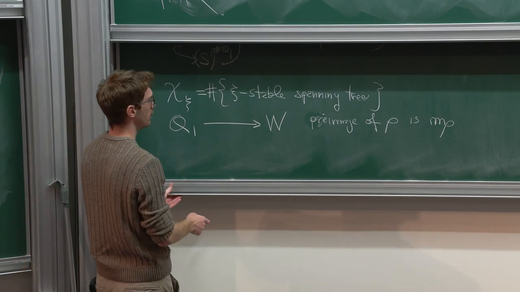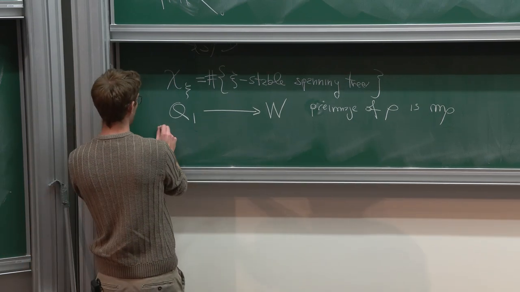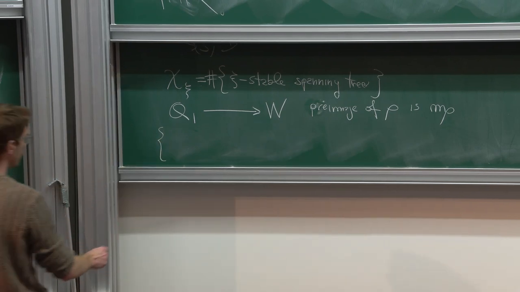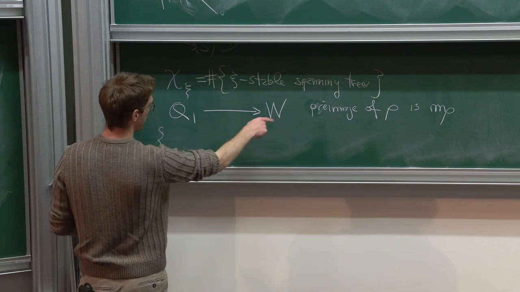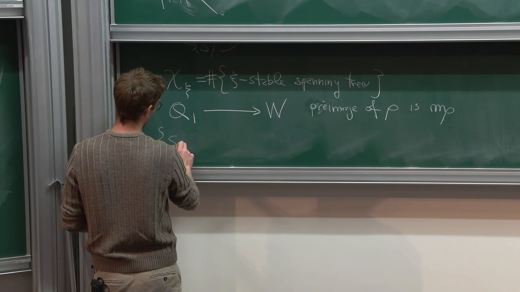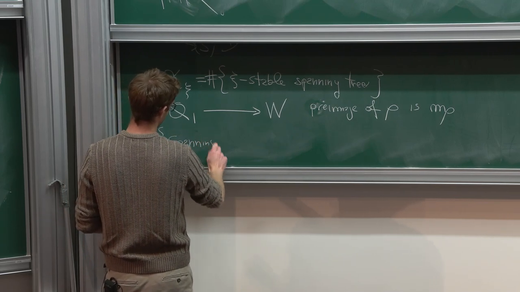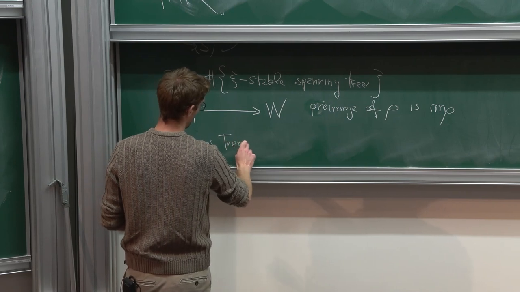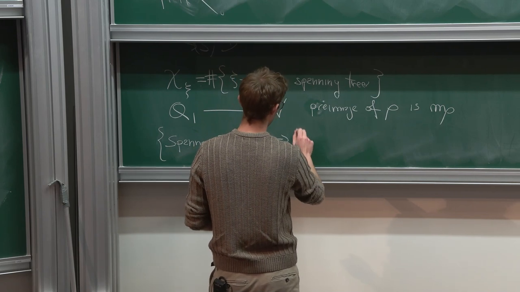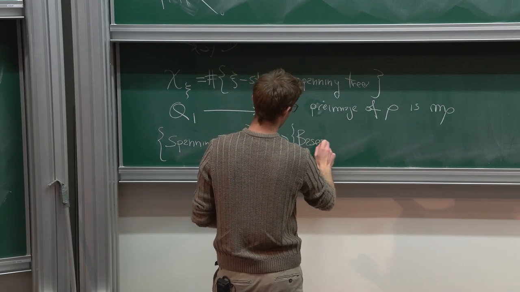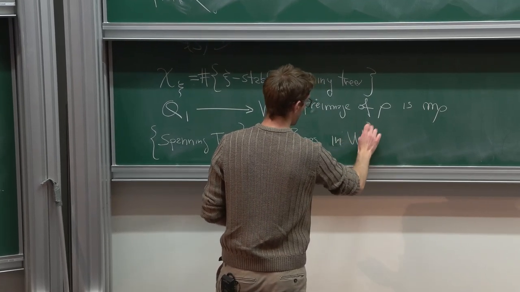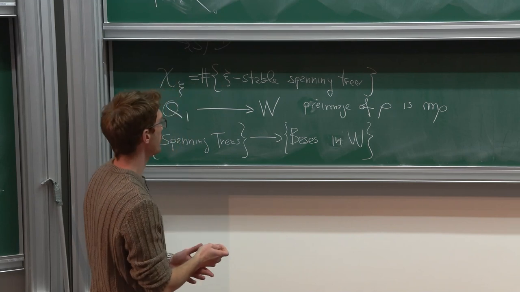And this restricts to something else. So if we take all the arrows generating a spanning tree, these are mapped through this map to something which is a basis extracted from this. So this restricts to a map from spanning trees to bases extracted from the set of weights. Okay.